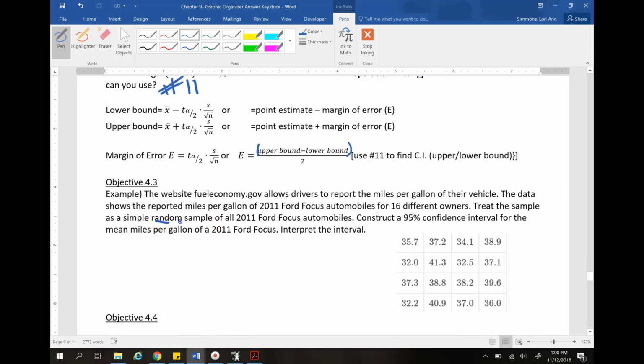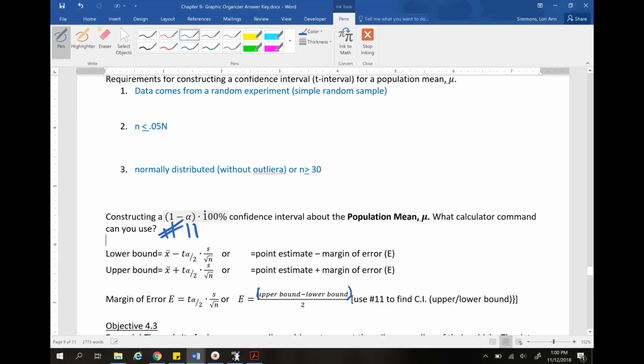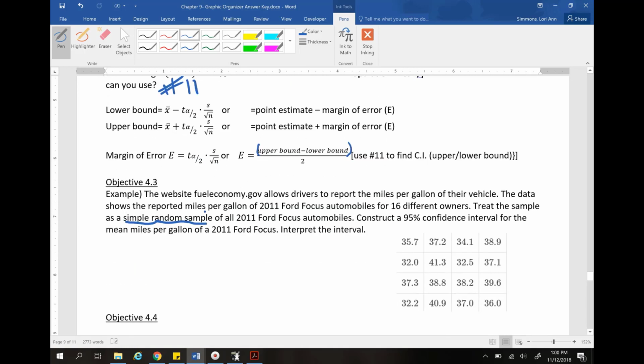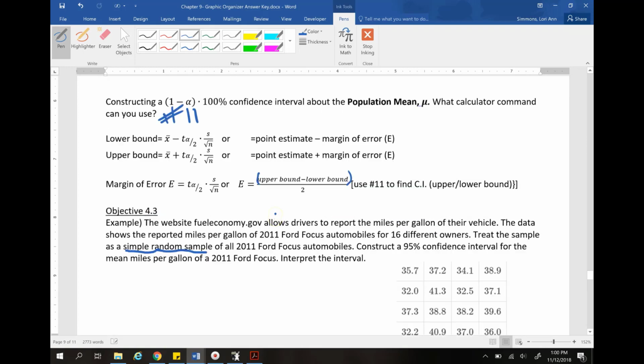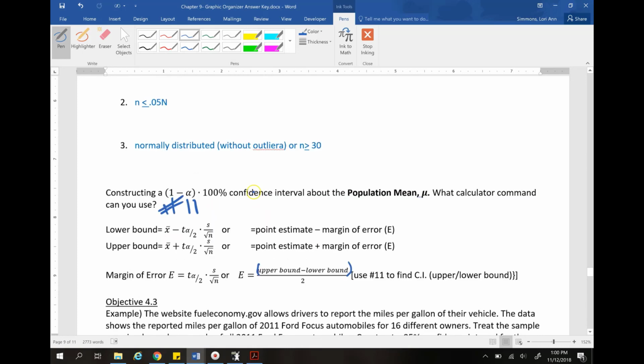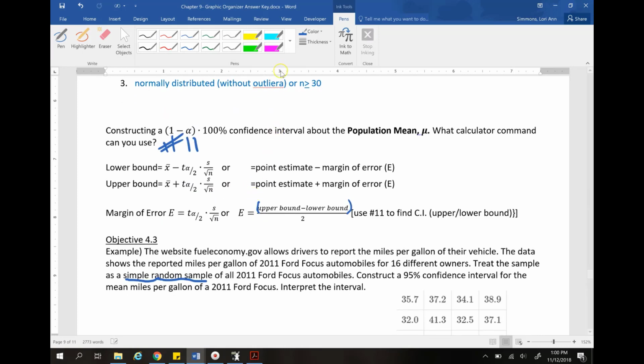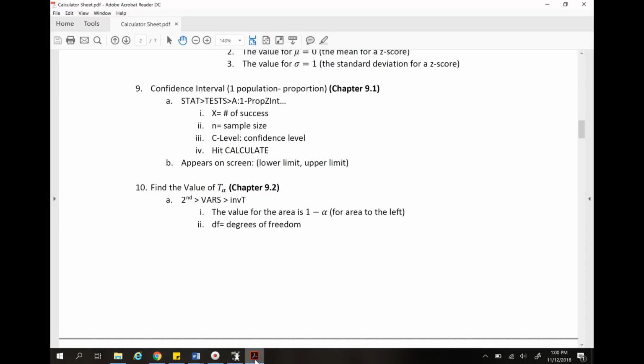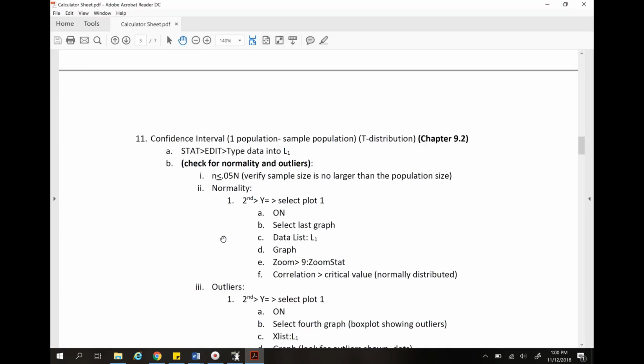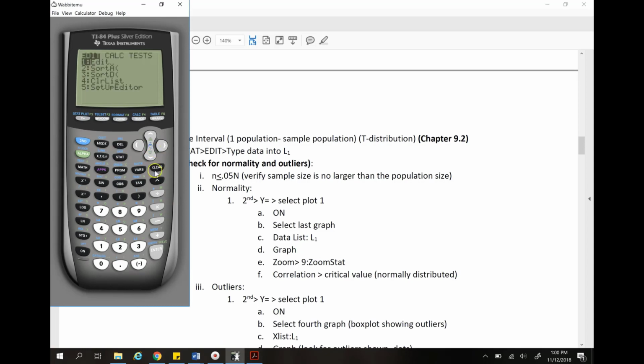So the first criteria was that it's random, which it was. Second, 5% of the population. This 16 is definitely less than 5% of the total Ford Focuses out there. And then normally distributed. So what we could do is look on our calculator sheet, number 11. First, it says put the data into list 1. So let's just do that right away.